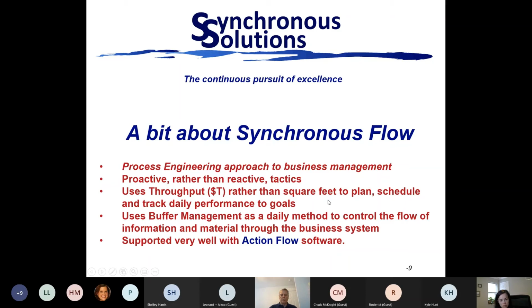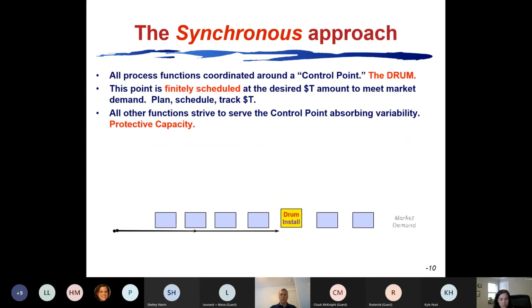In Synchronous Flow, this management science is supported very well with Action Flow software. We are thrilled that Grace and her dad Reese and her husband are so actively pursuing this coordination with this science, so that we have a software tool that will help all of you achieve what you're trying to achieve. We've been working with other software tools many times over the years, but we are thrilled with what Action Flow is doing now to help us achieve what we're trying to achieve. It's good for you too.